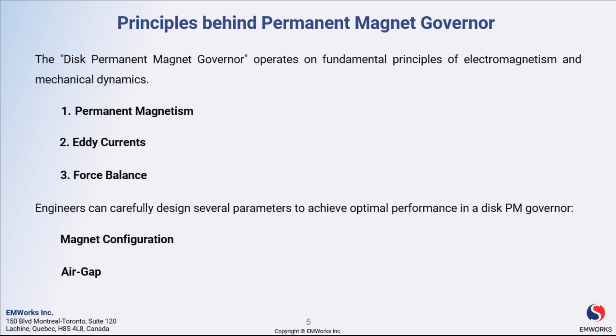So, engineers can carefully design several parameters to achieve optimal performance in a disk permanent magnet governor. First, we can go with the magnet configuration. The arrangement and strength of the permanent magnets on the disk are crucial. Engineers can optimize the placement and number of magnets to ensure the desired magnetic field strength and distribution for precise control.